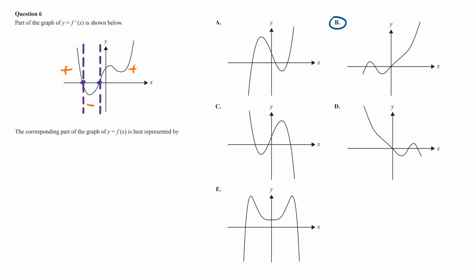Looking at the answers, we want the graph to be increasing for the first and the third region, and decreasing for the second region. Only option B satisfies this, and so B is the answer to this question.